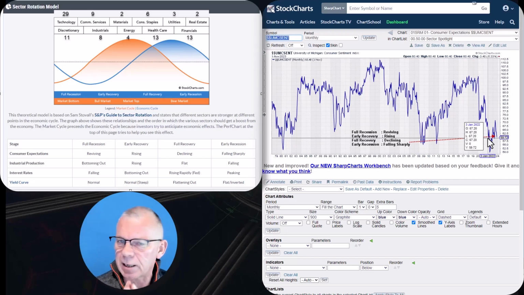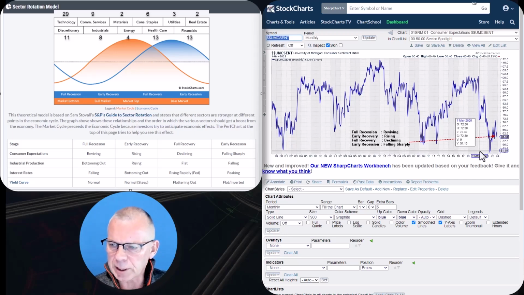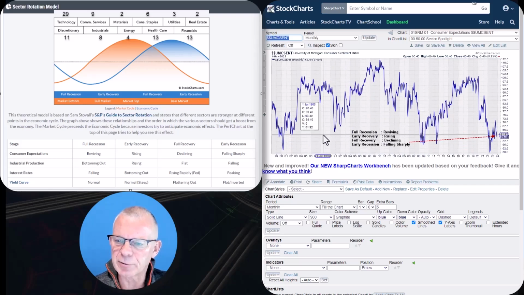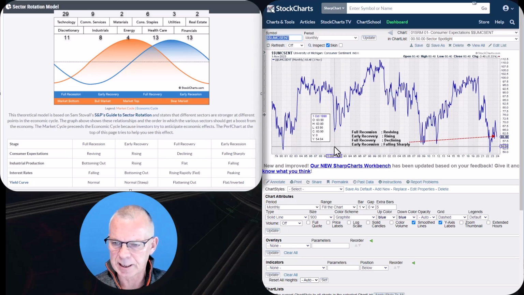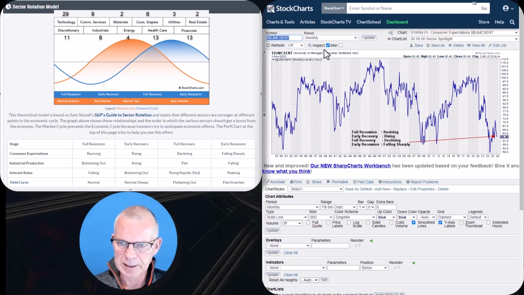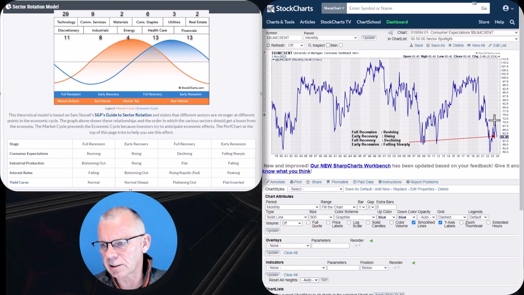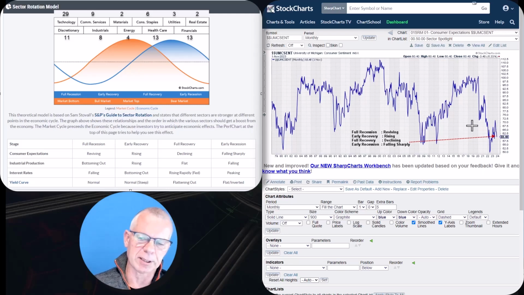It's quite subjective how to interpret these charts, because look at this one here. It says in a full recession it's reviving, early recovery is rising, full recovery is declining, and early recession it's falling sharply. Now, if you look at this move here, I could still argue that it is still declining. I could also argue that it is reviving because it's bouncing up after that decline. But I can also argue that it is falling sharply, because look at this move over the last few months. That's a real sharp decline.